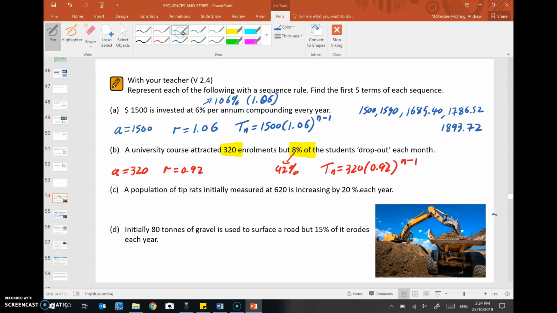Next, the tip rats. We're back to a percentage increase, so I'll switch to blue. We start with 620 rats. Our R value, 20% increase, gives us 1.20. So Tn equals 620 times 1.20 to the n take 1. And last one, A value is 80. We've got a percentage decrease here, so I'll switch back to red. For the R value, we subtract that 15% from 100%. You should get 0.85. So this is our sequence rule.